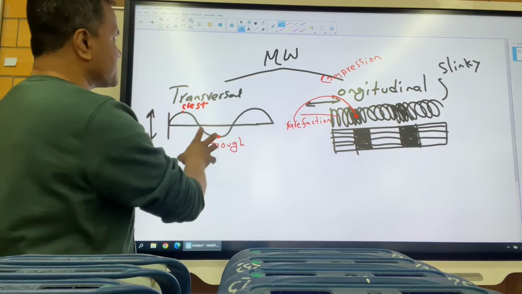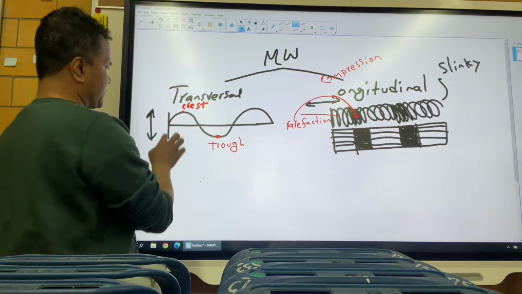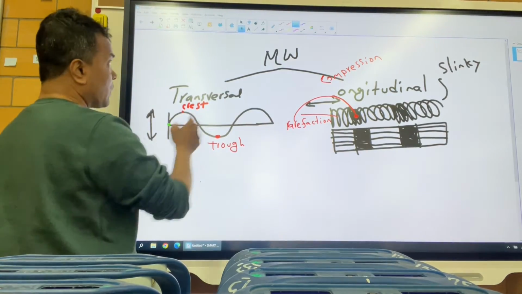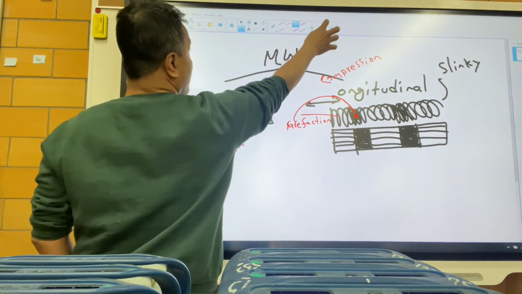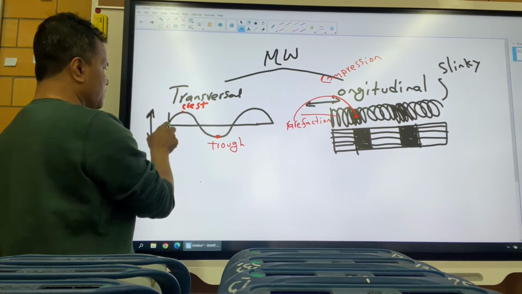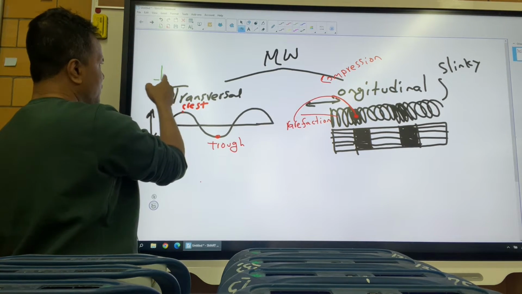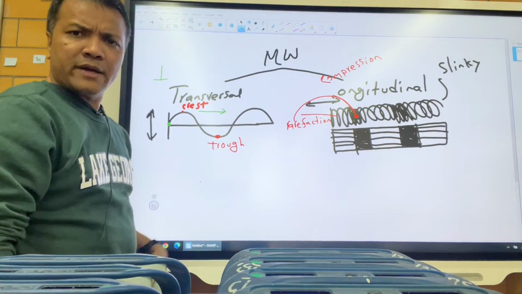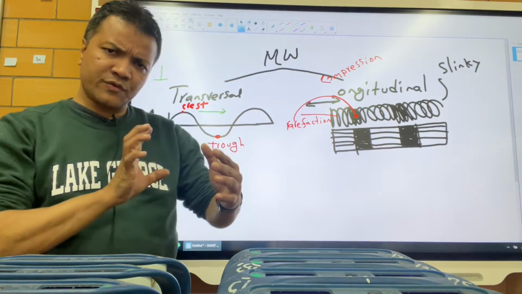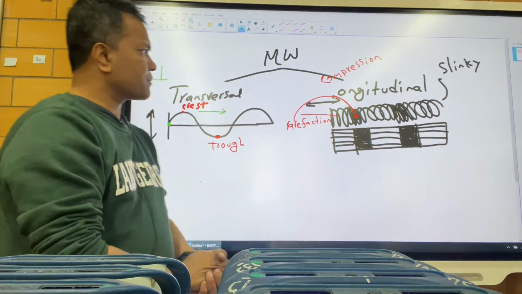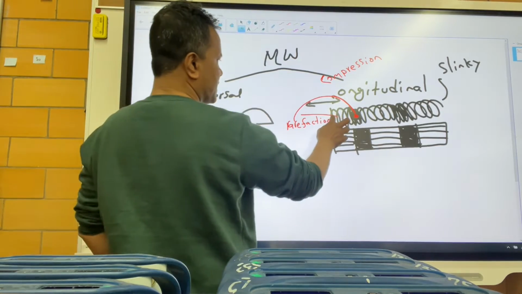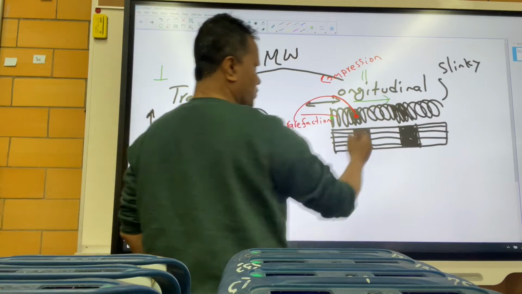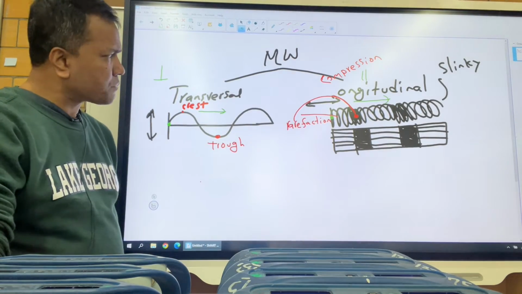Now, in the transversal wave, the particle moves perpendicular with respect to the motion of the wave. Okay, so the particle moves perpendicular with respect to the motion of the wave. In this one, the particle moves parallel with respect to the motion of the wave.